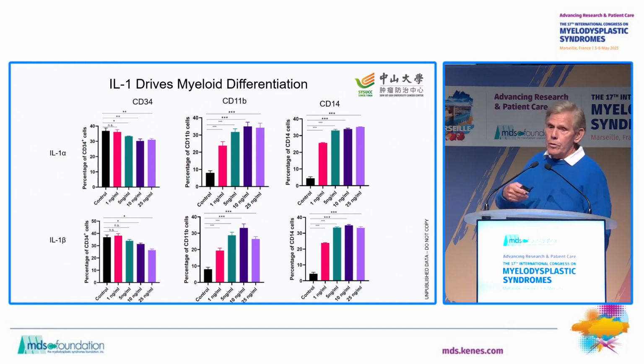And again, this is a complex slide, and I just sort of take you through it for a second. The idea here is, this is IL-1 alpha, and this is IL-1 beta. And if you look here at CD34, which we can consider a marker of immature cells, you can see that it's being driven down by increasing concentrations, whereas CD11b and CD14 are being driven up. And the same thing is true for interleukin 1 beta.